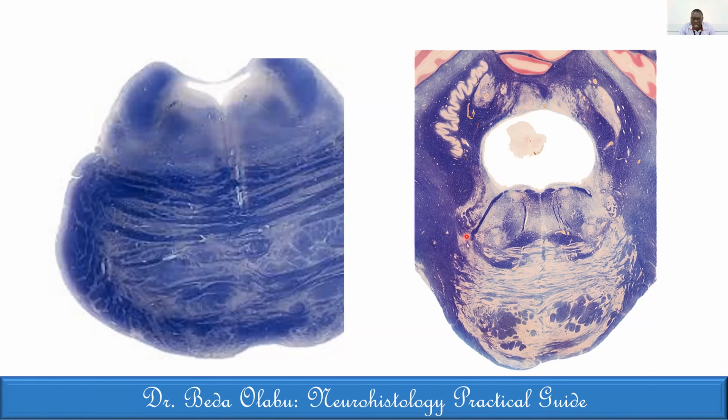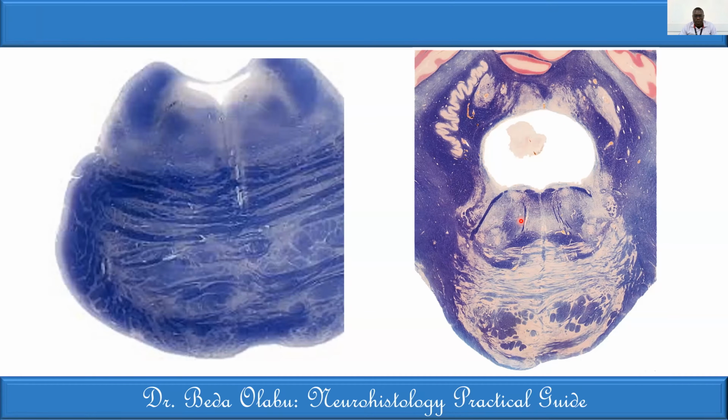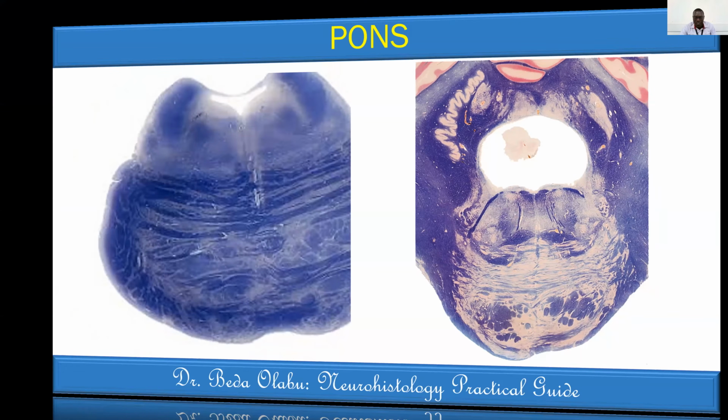A common thing you may be asked is to identify this structure seen here. So this is the facial nerve as it acts behind the abducens nucleus. So that's the abducens nucleus. And this is the facial nerve coming out. So that's the pons.